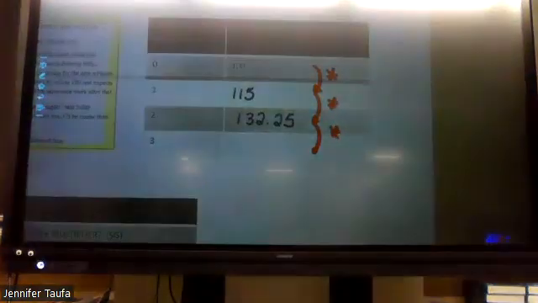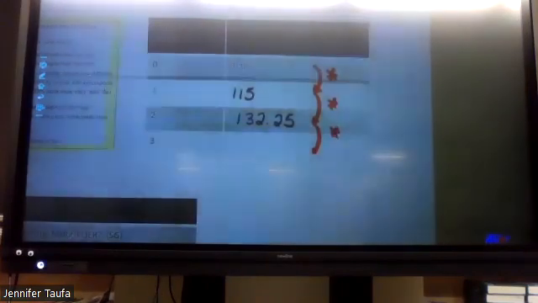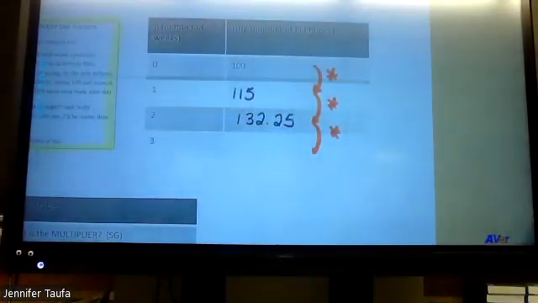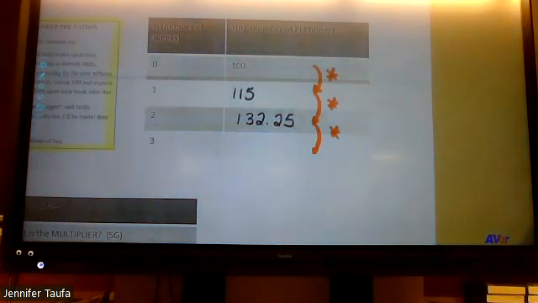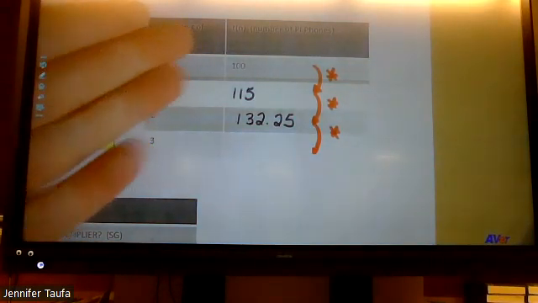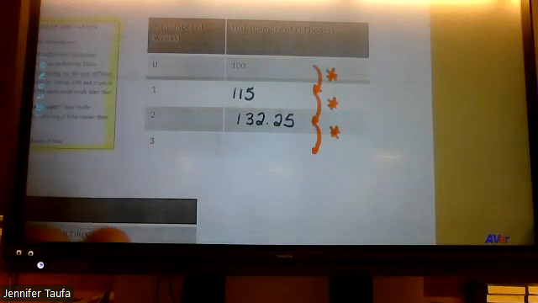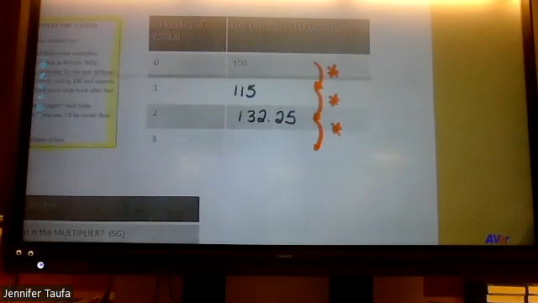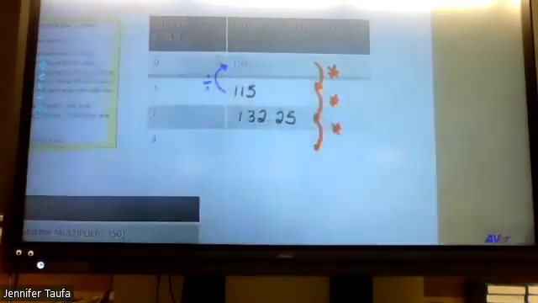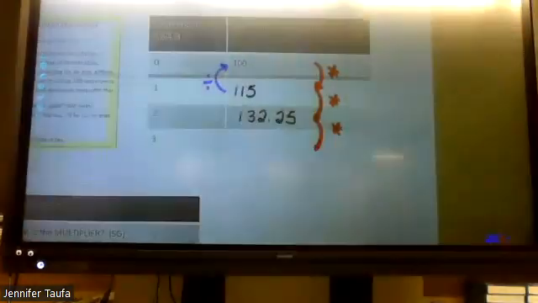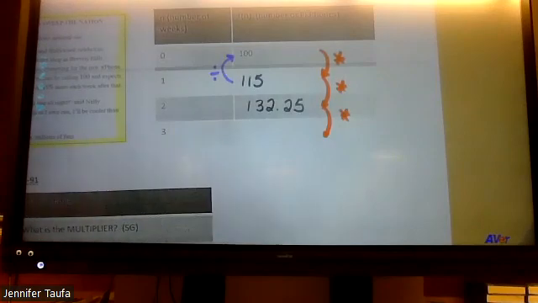All right, guys, welcome back. Hopefully you've had a chance to figure out that multiplier. Let's talk about maybe what you found. And so I don't know what I would multiply 100 by to get 115 or 115 to get 132.25. Okay, I don't know what I'm multiplying by. So if I don't know what I'm multiplying by, I'm going to take a step backwards and I'm going to divide. If you don't know what to multiply by, go backwards and divide.